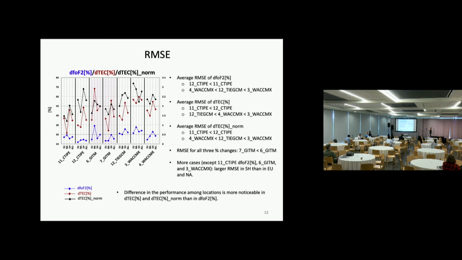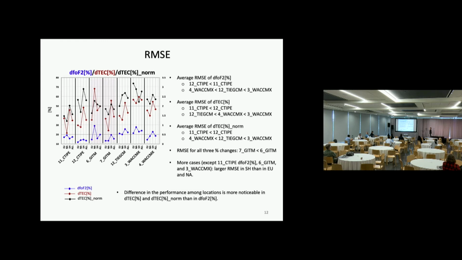So if you compare this, I only focus on the average value, and the lower value means better performance. The new CTB has a smaller root mean square than the old version, and WACOM-X with Weimer shows a better performance than these two simulations.